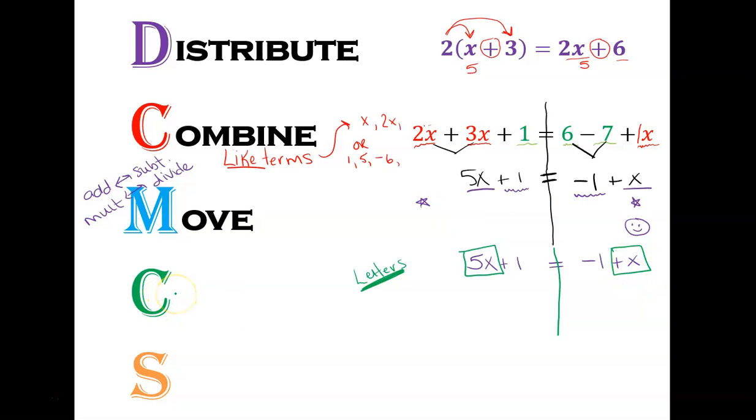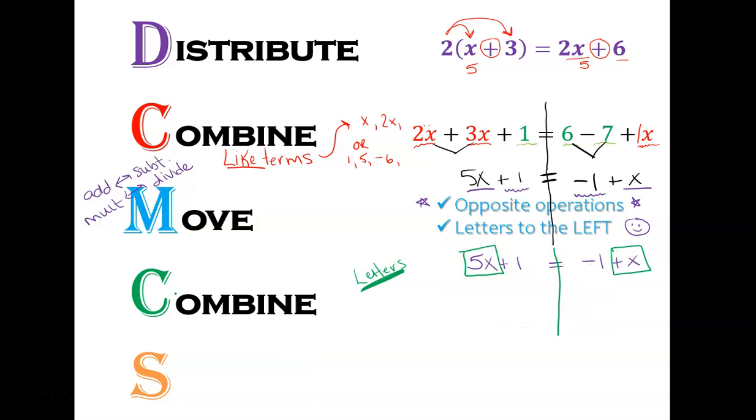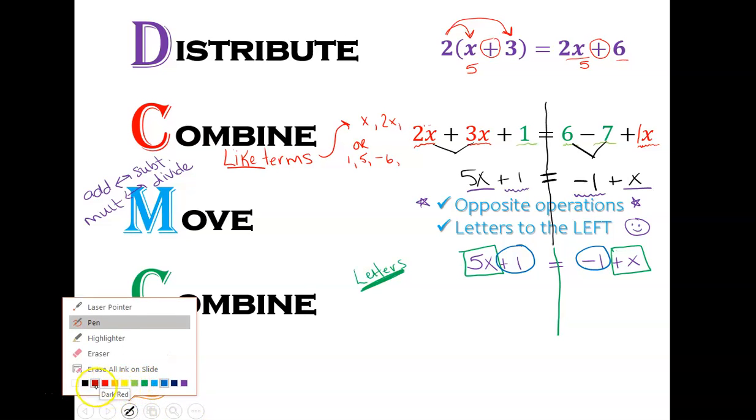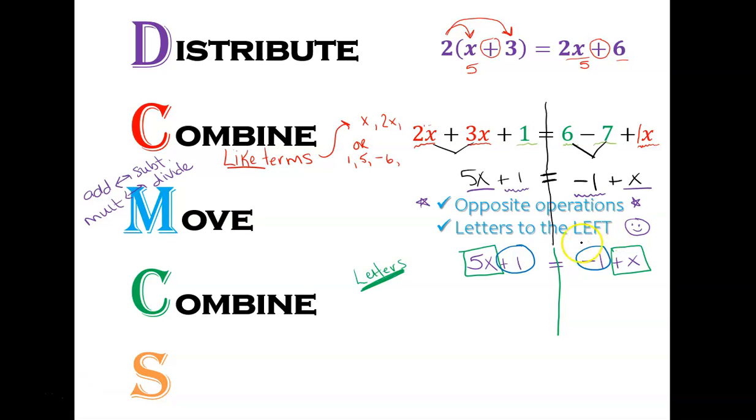This next step is combine. I also have some numbers, right? I have a +1 over here, and I have a -1 over here. Those are not letters, so I do not want them on the left. So we're going to look at these terms one at a time and make a choice. Is that term where it belongs, or does that term need to move?